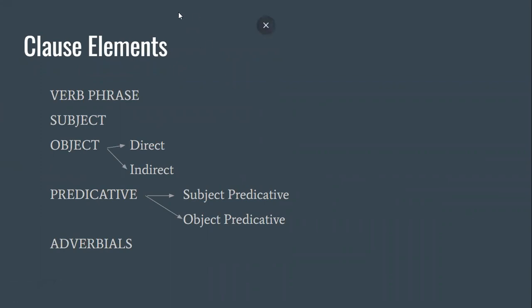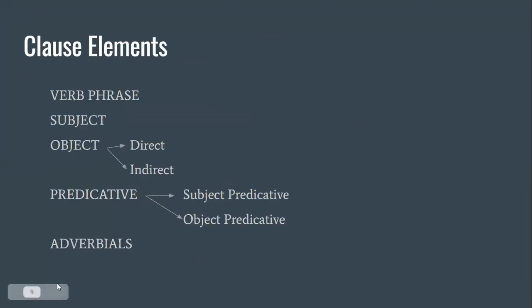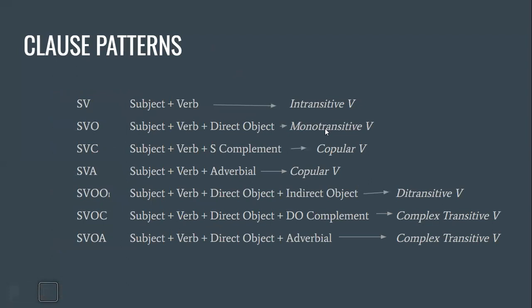Which are the clause elements that we're going to find in clauses? A verb phrase. This is the most important one and the easiest to identify. A subject, an object, which can be a direct object or an indirect object. A predicative, which can be a subject predicative when we are talking about the subject of a sentence, or an object predicative if we are going to talk about the object of a sentence. And adverbials. These clause elements will help us understand the clause patterns.